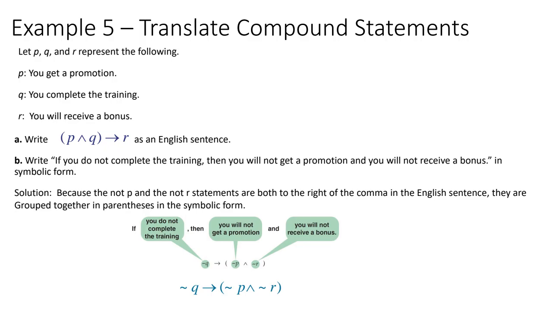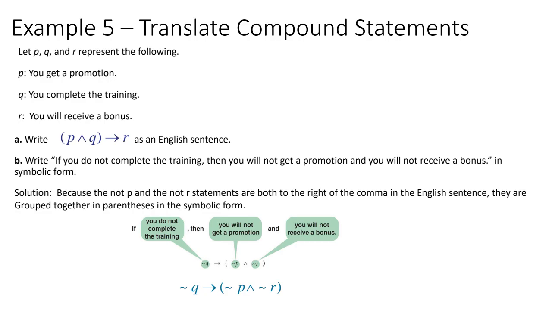So negation of Q, arrow, and then the comma is indicating that everything else is going to be in parentheses, so open parentheses. And then it says, then you will not get a promotion. Since P represents you get a promotion, that's the negation of P, so you have to add the wiggle symbol. And then we have an "and" next, an "and" proposition, so that means triangle.